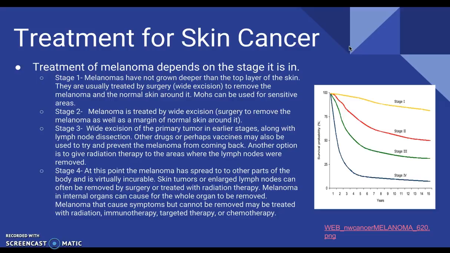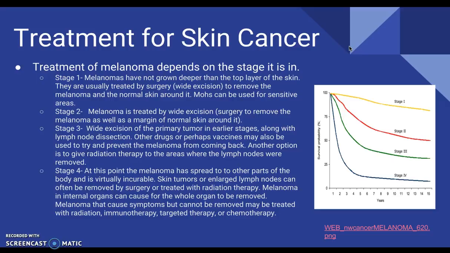Stage three, wide excision surgery can be used, but they also have to look at the lymph nodes where it may have spread already. Other drugs can be used to try to prevent it from coming back if it has spread, and radiation therapy can also be used depending on what has happened to the lymph nodes. In stage four, the melanoma has spread to other parts of the body, and entire organs may need to be removed if they can, or radiation, chemotherapy, or targeted therapy needs to be sent throughout the body to try to prevent the melanoma from infecting other areas and pretty much destroying the inside of the body.